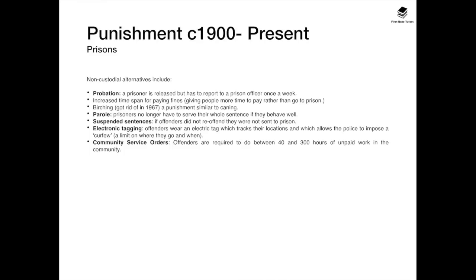Parole. Prisoners no longer have to serve their whole sentence if they behave well. Suspended sentences. If offenders did not re-offend, they were not sent to prison. Electronic tagging. Offenders wear an electronic tag which tracks their locations and which allows the police to impose a curfew, a limit on where and when they go. Community service orders. Offenders are required to do between 40 and 300 hours of unpaid work in the community.